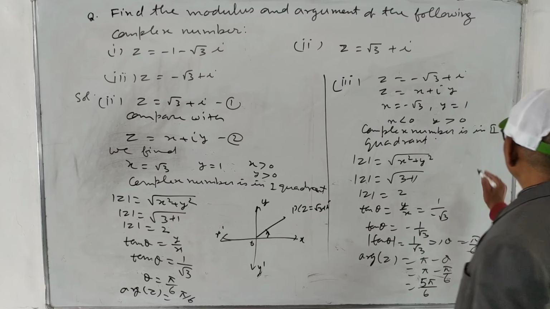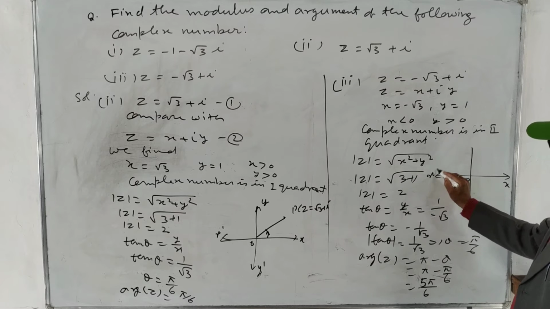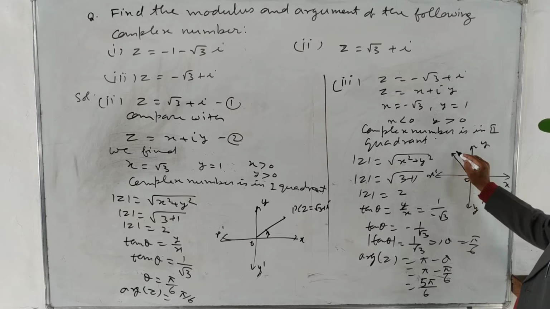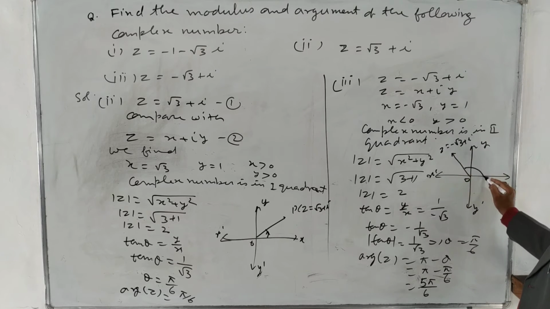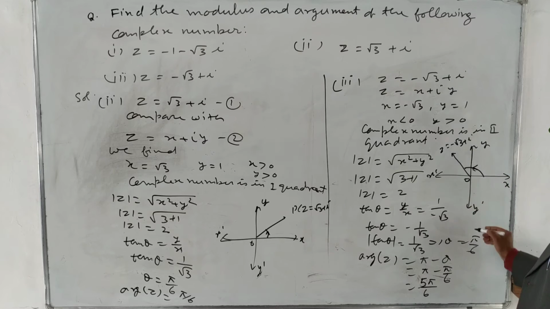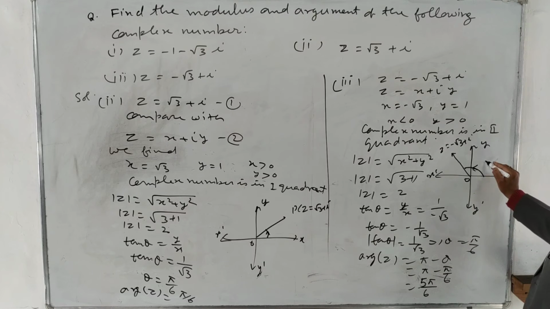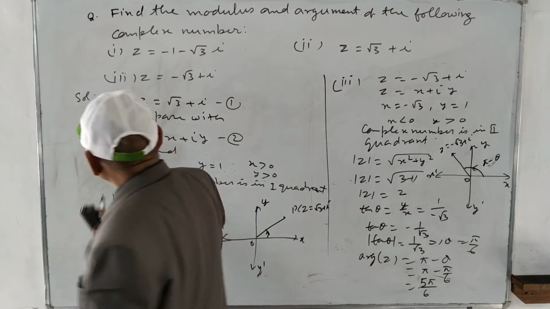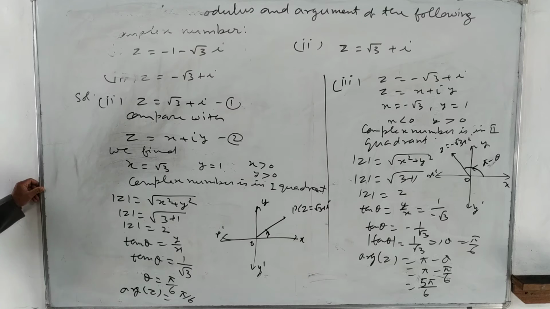And you can show it in this way. This is x'ox, this is y'oy, this is z equal to minus root 3 plus i. Here this is the angle and this angle is theta. Argument of z is pi minus theta. In this way you can find. Now your second type of question is to express the given complex number in polar form.